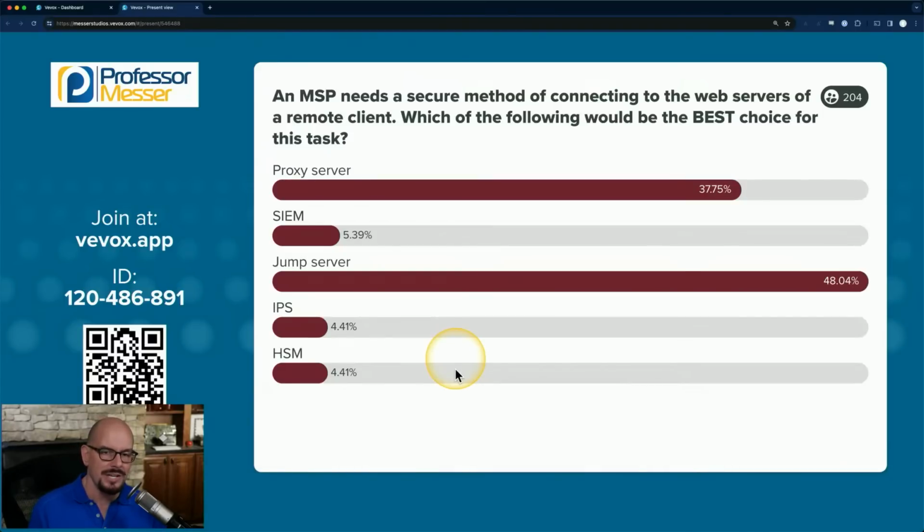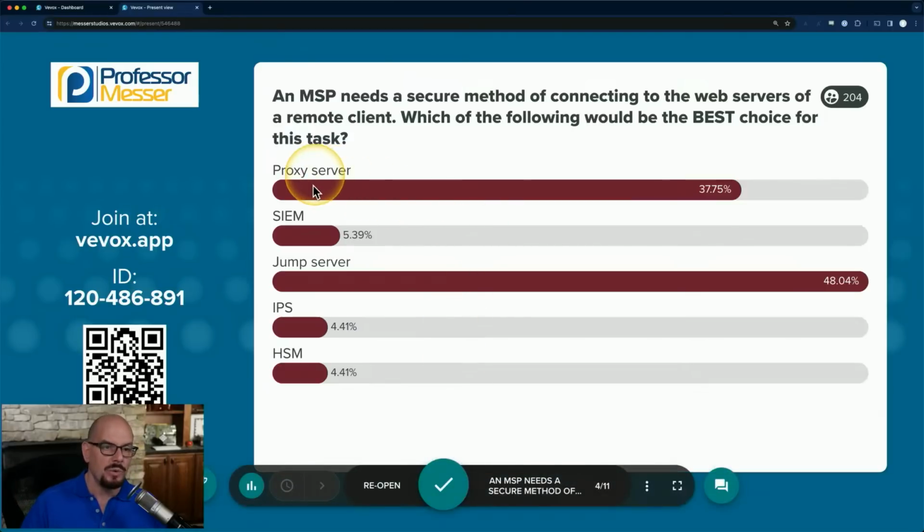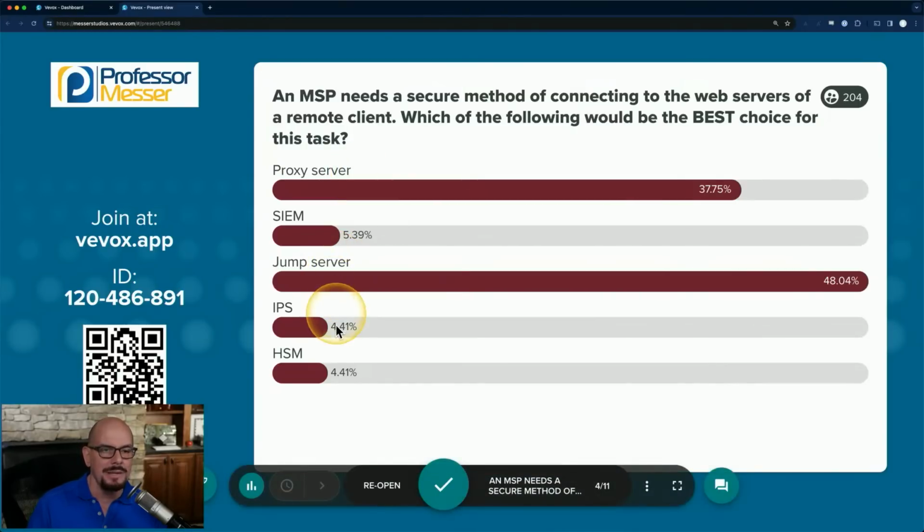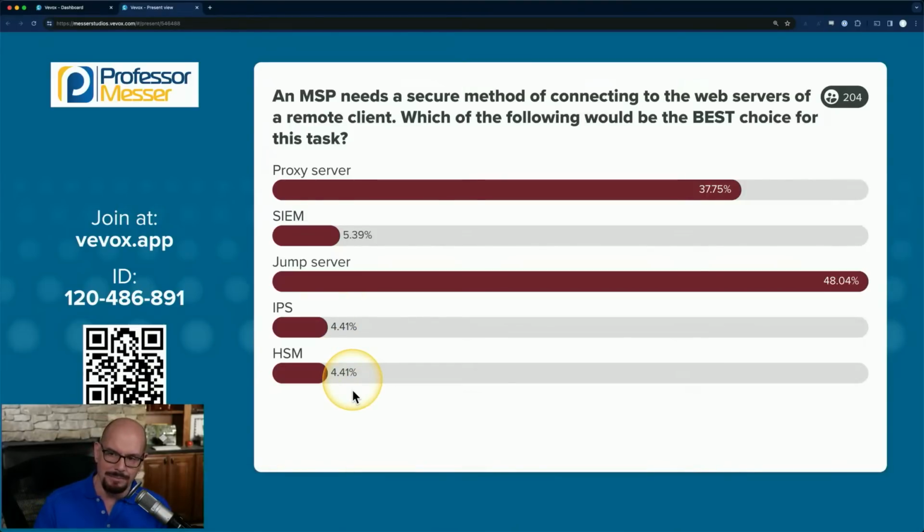And if we look at our list, 48% of you say the answer is jump server. 37% of you say the answer is proxy server. We're a little bit torn as we break this one down. See how we work through this. We have 5% that say SIM, 4% that say IPS, and 4% that say HSM. So the real key here is understanding the scenario. The scenario is a managed service provider, and they need a secure method of connecting to the web servers of a remote client.